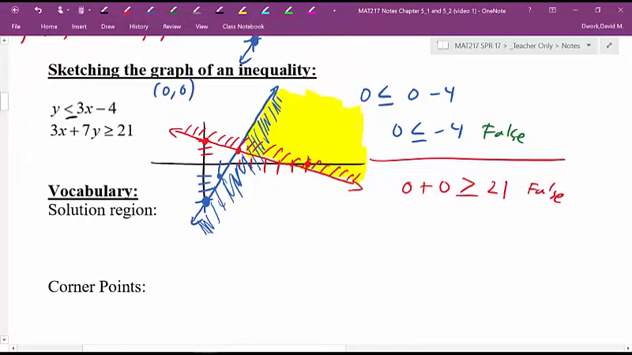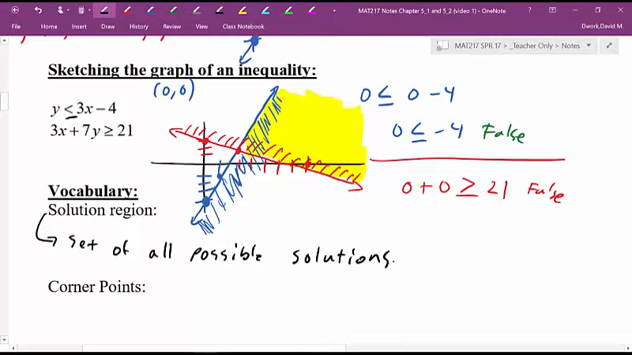So first thing, what is a solution region? What does that vocabulary word mean? It's the set of all possible solutions. Okay, so it doesn't mean you have to write down some list for all the solutions. It's more just understanding where it's possible to have one.